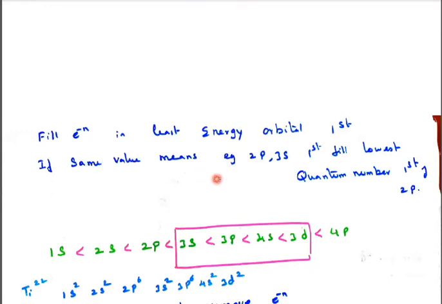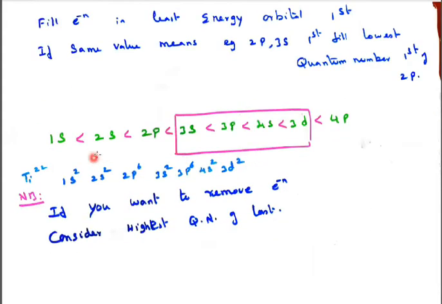If the same value means 2p, 3s, first we should fill only in a 2p. Here I have written 1s, 2s, 2p, 3s, 3p, 4s, 3d, 4p. Here the titanium atomic number is 22: 1s2, 2s2, 2p6, 3s2, 3p6, 4s2, that is 20, here 10 and here 10, remaining 2 to 3d2. So here this is 3d, here it is 4s, here it is 3p and here it is 3s. So if you want to remove electron, consider the highest quantum number of the last.